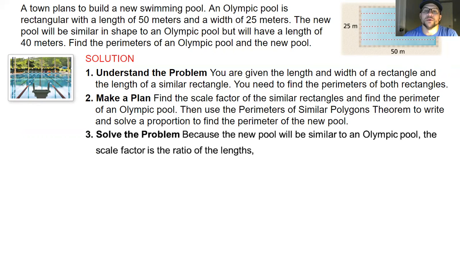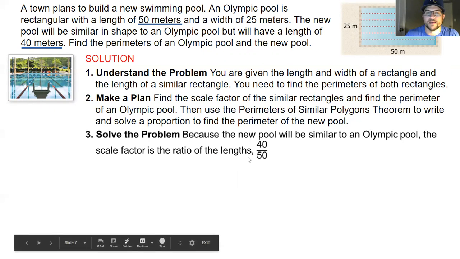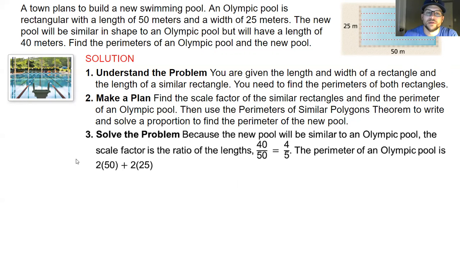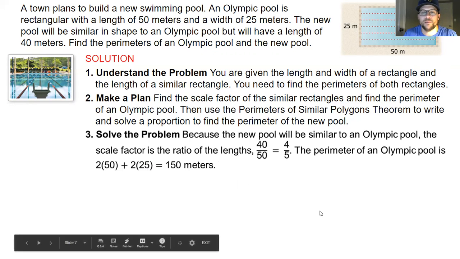Because those two pools are similar, the scale factor of the ratios is going to be the same for the lengths. So we've got 50 meters and 40 meters for our lengths. So 40 is the new one that we're making, 50 is the Olympic size. We're reducing that to 4 over 5 as our ratio. The perimeter of the Olympic pool is going to be twice that because in a rectangle you have two lengths and two widths. So that's 150 meters, or you can just take 50 plus 50 plus 25 plus 25 and you get the exact same thing.